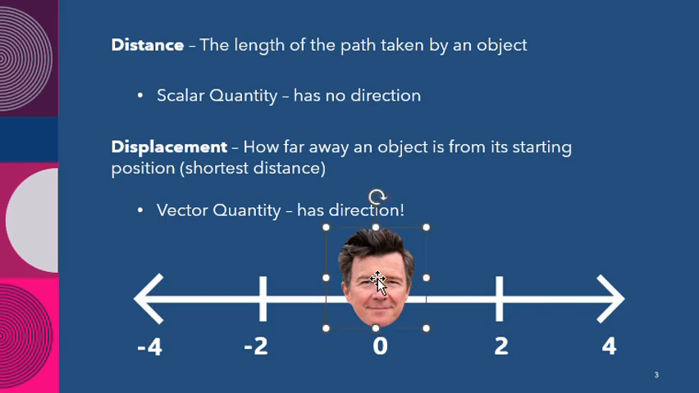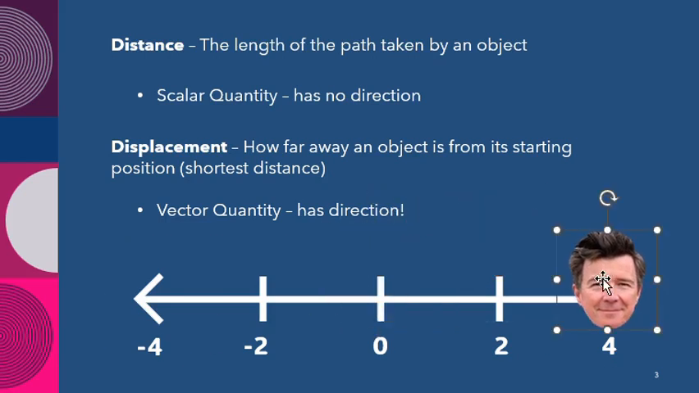And once again, we'll be modeling this on Rick Astley. So Rick starts at 0, and he goes over to positive 4. What is his displacement? Well, if I drew a straight line from 0 to 4, then it would be 1, 2, 3, 4 units long. But what is the direction of his displacement?